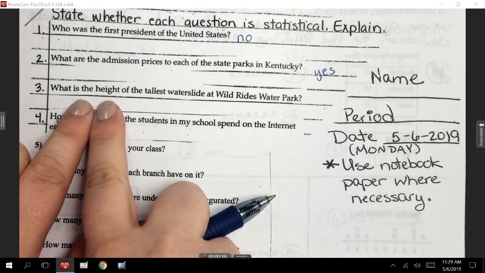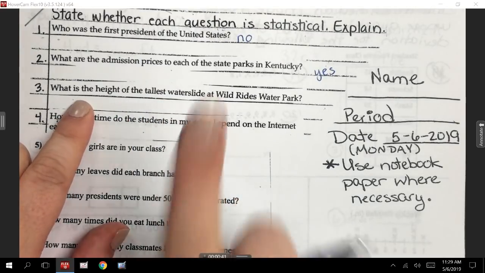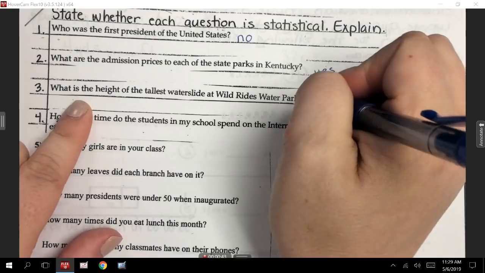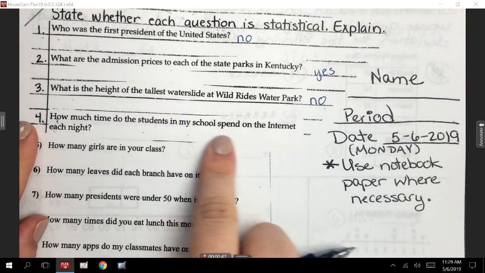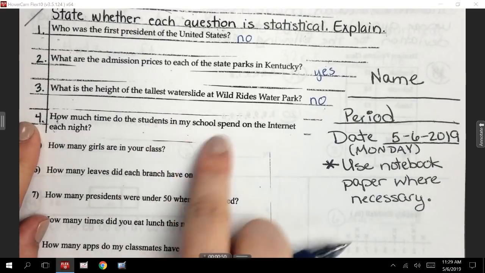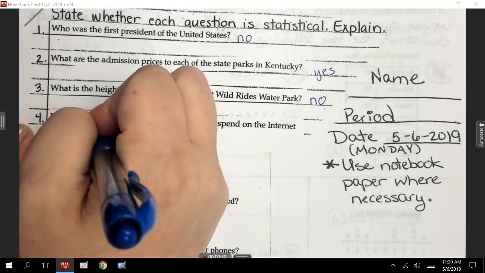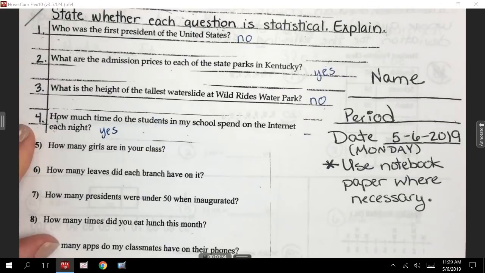Number three says, what is the height of the tallest slide? That's one slide that's tall. So no, that is not statistical. How much time do the students in my school spend on the internet? So this is a bunch of different students. They probably spend different amounts of time. So yes, that is statistical.